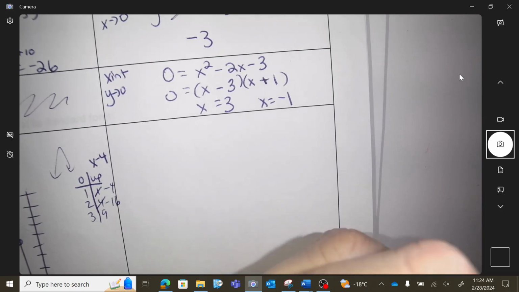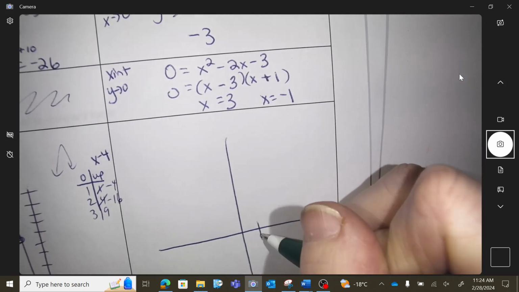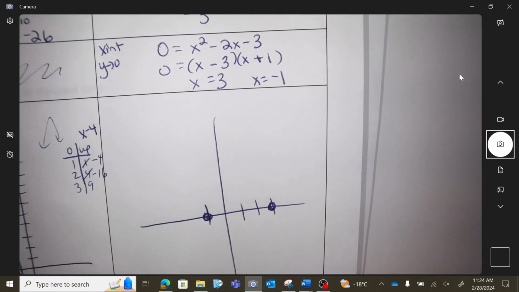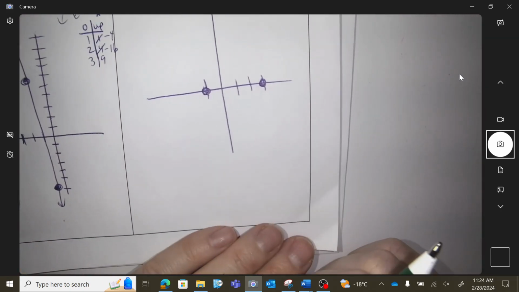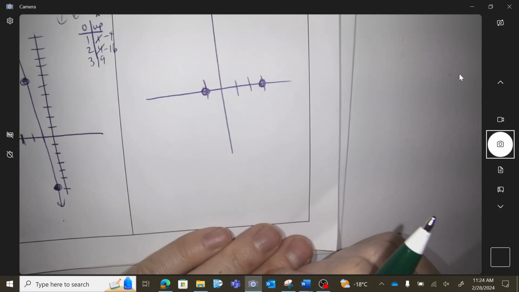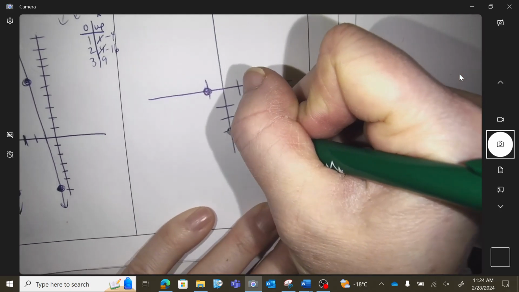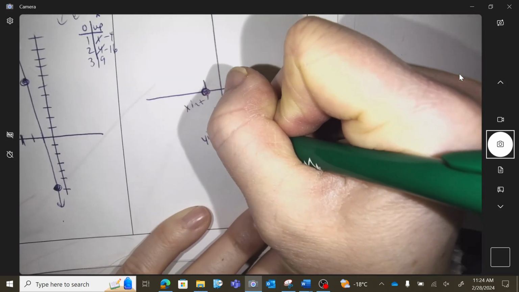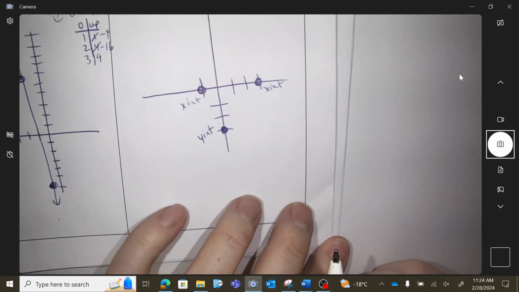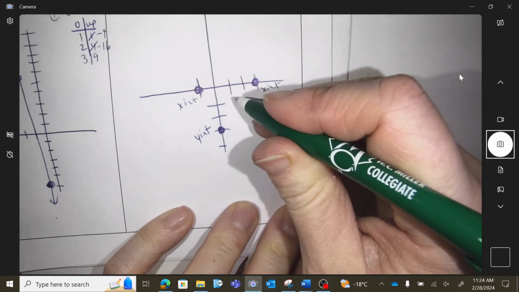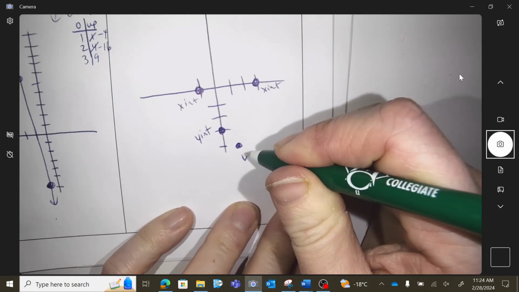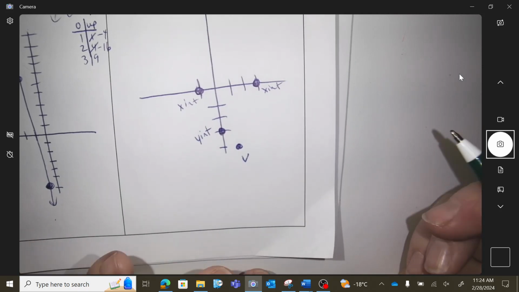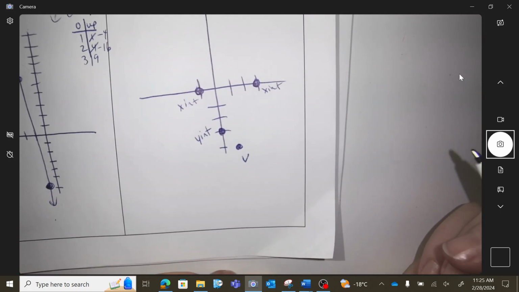Okay, so now graphing it. So there's my x-intercepts. There's my y-intercept. There's my vertex. We had all those points. And is it going to make a parabola?